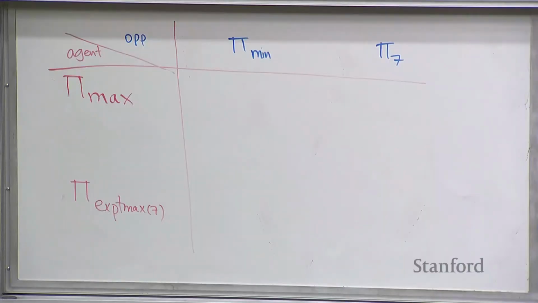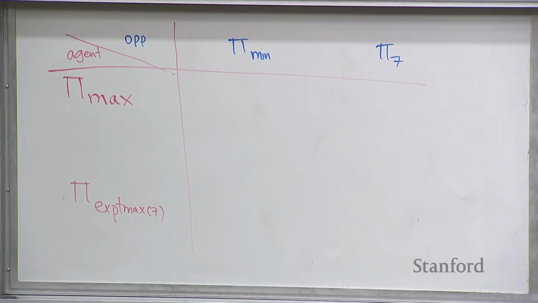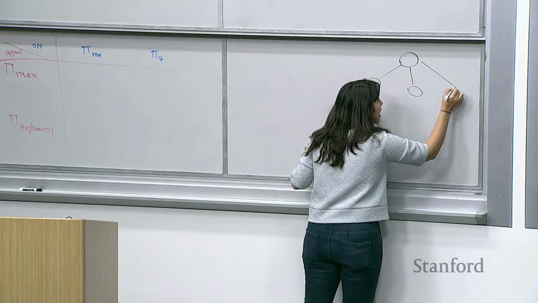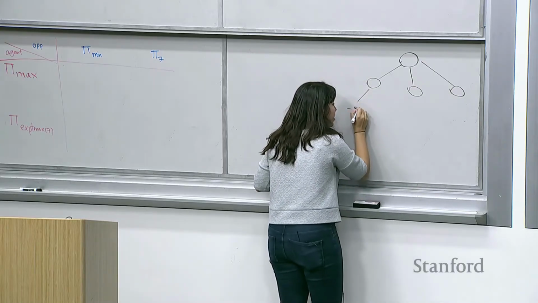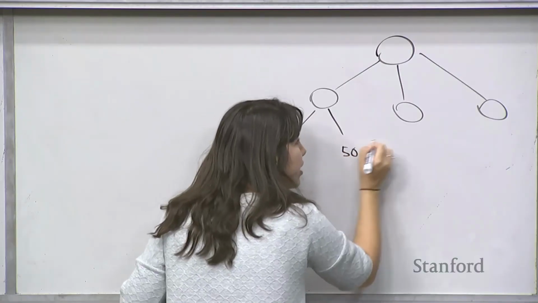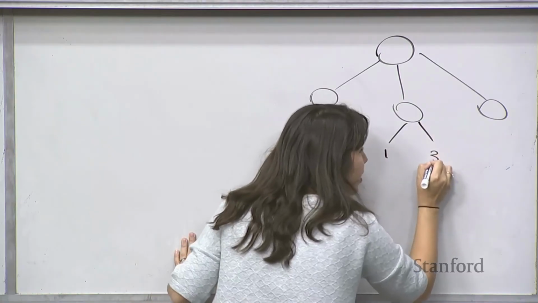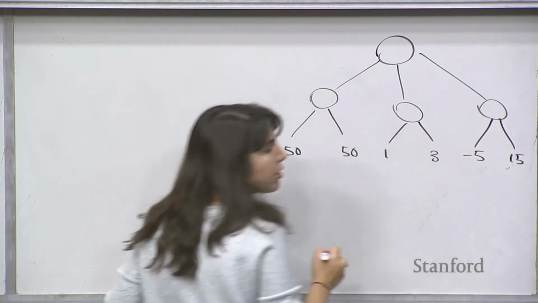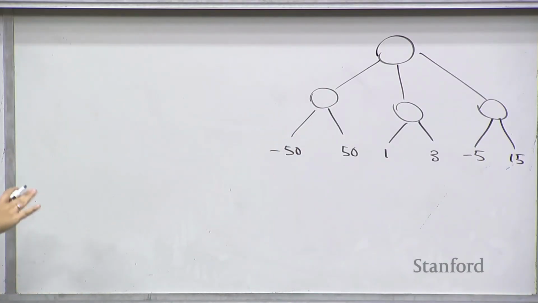So I'm going to draw my tree so we can go over examples of that too. So this was the bucket example. We started with minus 50 and 50 in bucket A, 1 and 3 in bucket B, minus 5 and 15 in bucket C. Okay, so this was my bucket example.